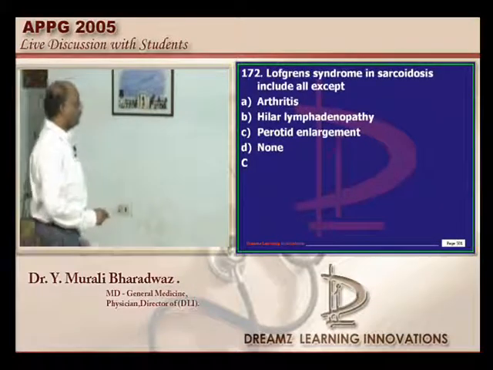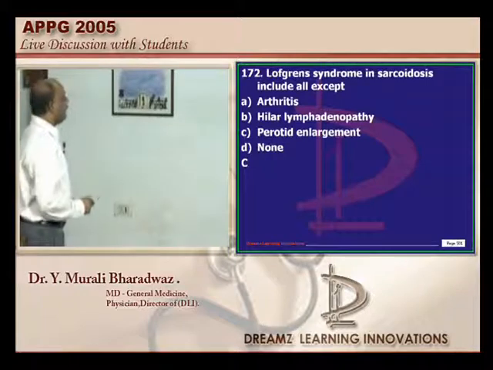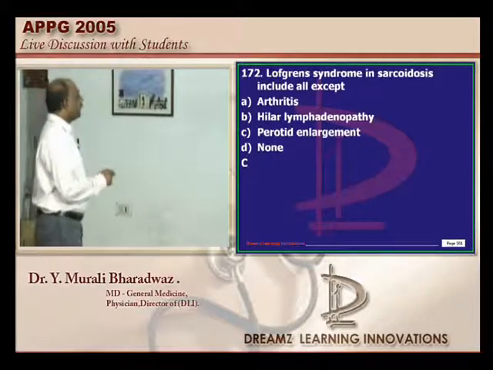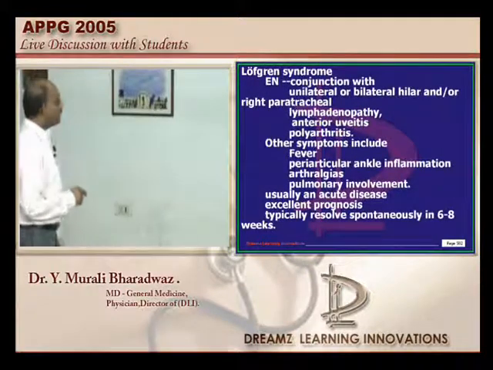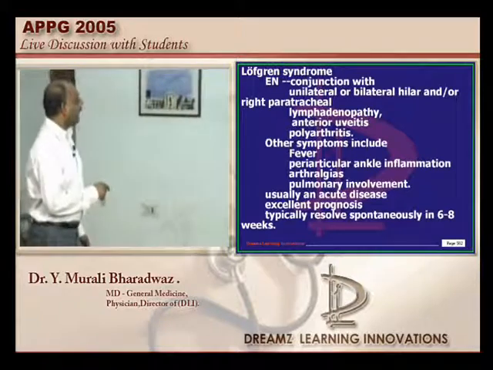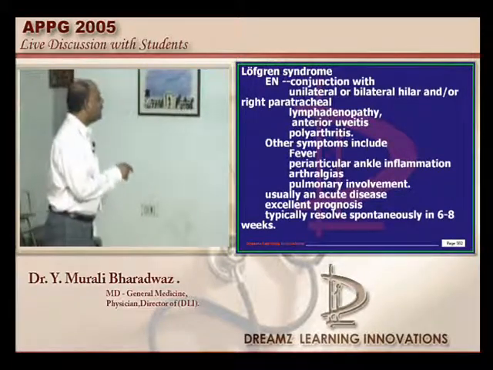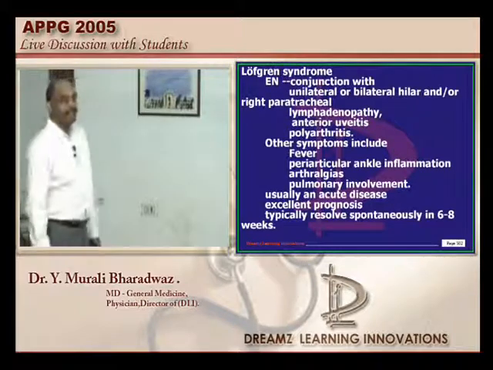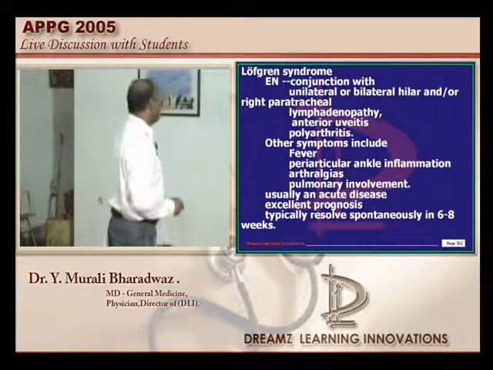Löfgren syndrome in sarcoidosis involves what? Typically, in the case of Löfgren syndrome, there is a lymphadenopathy, anterior uveitis, polyarthritis with hilar adenopathy, and erythema nodosum. So this important conjunction called Löfgren should not be forgotten. There also can be ankle inflammation, arthralgia, pulmonary involvement and other things.